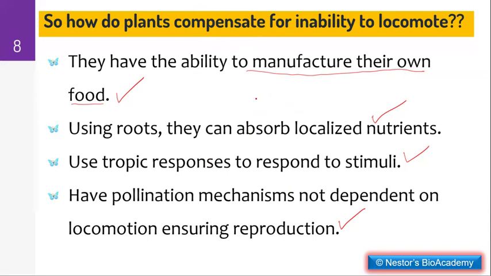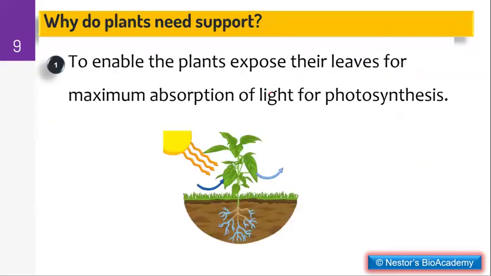Why do plants need support? Plants need support for a number of reasons. One, plants need support to expose their leaves for maximum absorption of light energy for photosynthesis. If a plant is upright, then all its leaves will be well exposed to trap maximum sunlight for photosynthesis.